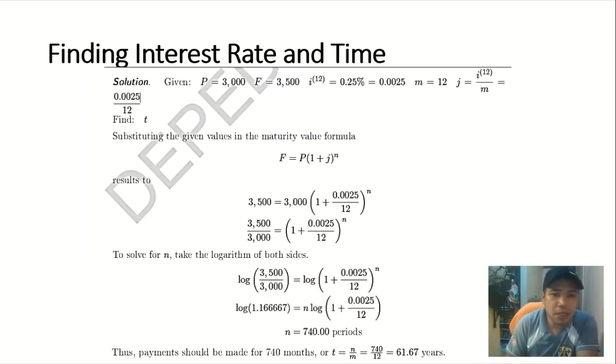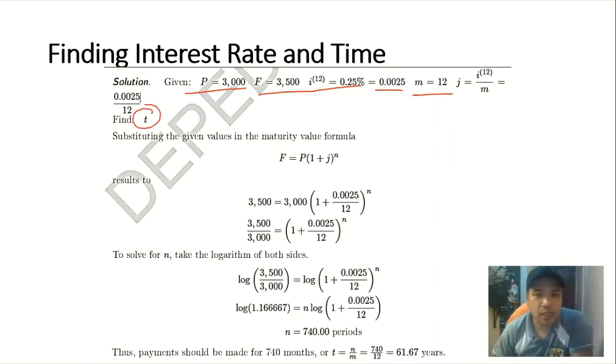From the given, P is 3,000, F is 3,500, the rate is 0.25% or 0.0025, and m is equal to 12. So j is equal to 0.0025 divided by 12. Our unknown is the time. From this formula, we will substitute the given: 3,500 equals 3,000 times (1 + 0.0025 over 12) raised to n.